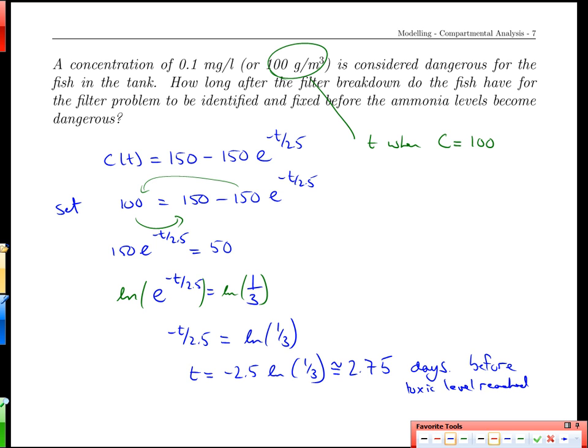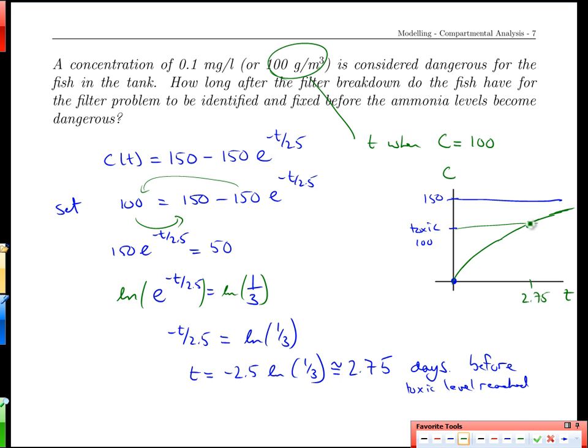And just in terms of a graphical sense of that, what we have is our equilibrium level at 150. We're starting at 0, but the toxic level is down here at 100. It'll take us 2.75 days to reach that level there. It'll exponentially grow towards 150, but the crossing point of the toxic level will be a hair under 3 days later after the filter breaks down originally.